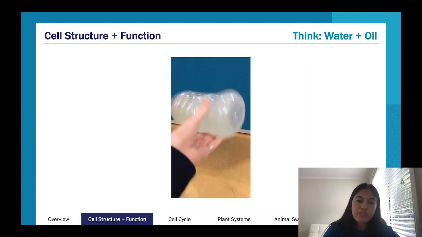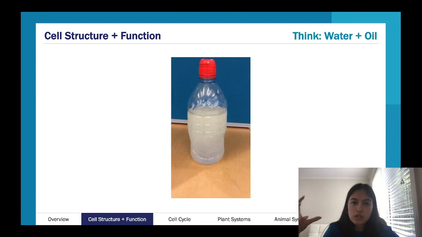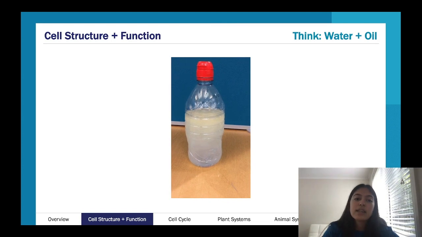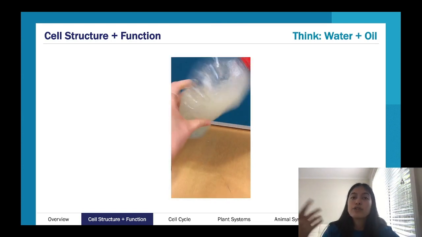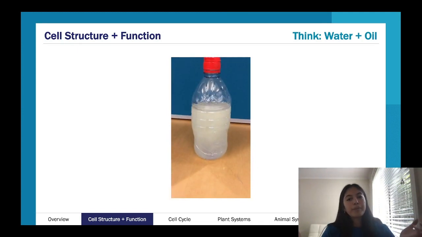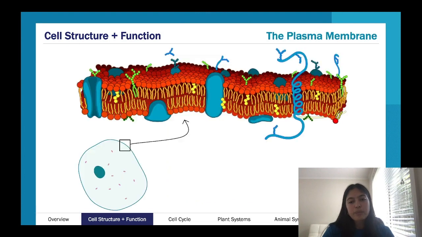So here's a visual depiction of what we were saying. No matter how much you try to force them to interact, there's that separation. Whereas if this was water with a hydrophilic molecule, you'd be able to shake it up and then you wouldn't see a separation because it would be mixed in.